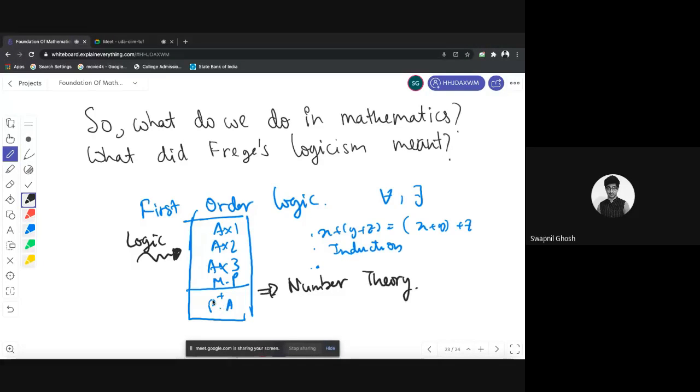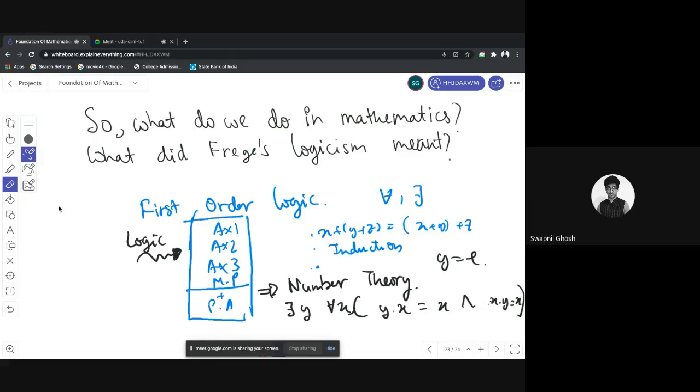Or, for example, group theory is nothing but the group axioms. Instead of Peano arithmetic, you take the group axioms like associativity and existence of inverse and identity. For example, I'm writing it quite informally: there exists y such that for all x, y dot x is equal to x, and x dot y is equal to x, where y is basically the identity. So in this way, we can write the axioms of group theory formally also. So basically, this is what we do in mathematics, and this is what Frege wanted to do.